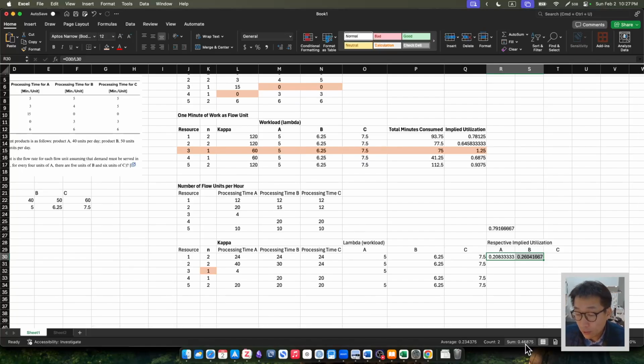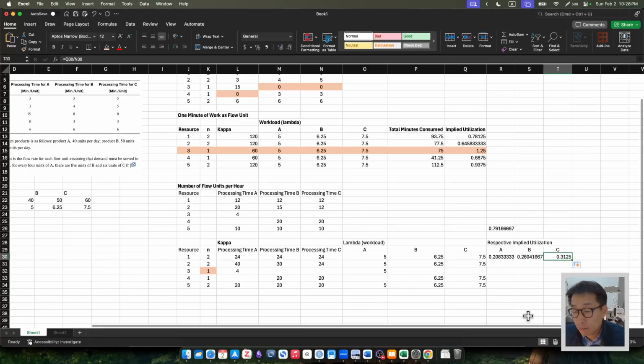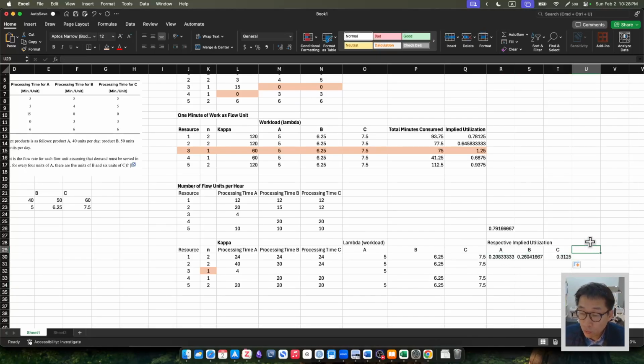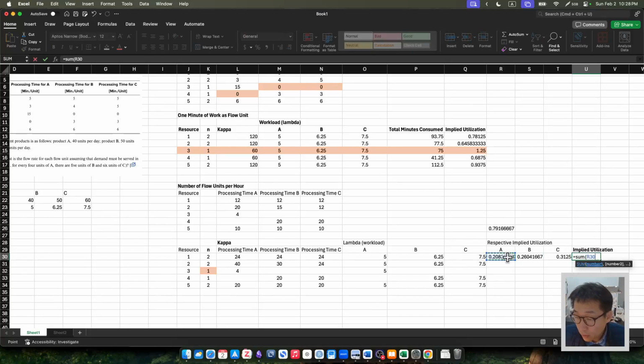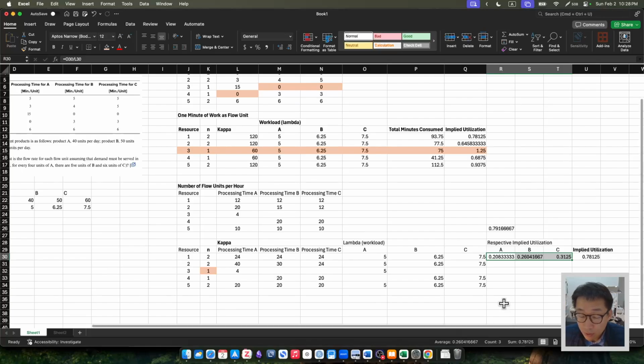You still have 52-some percent capacity that you can use to take care of C. But C will only consume this much of your capacity. So therefore, your total implied utilization here, you just use the implied utilization that we are familiar with. I'm just going to bring it down here. It's basically the sum of all respective implied utilizations. You can just do that for all of them.